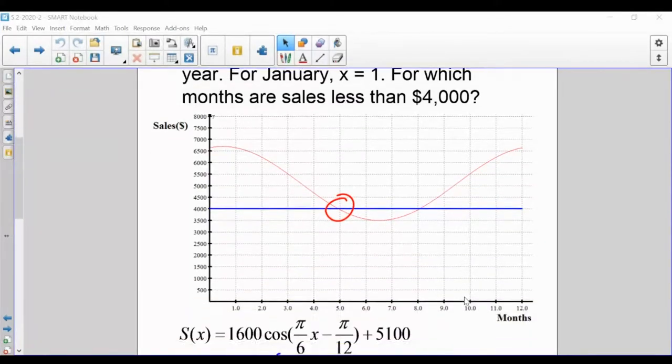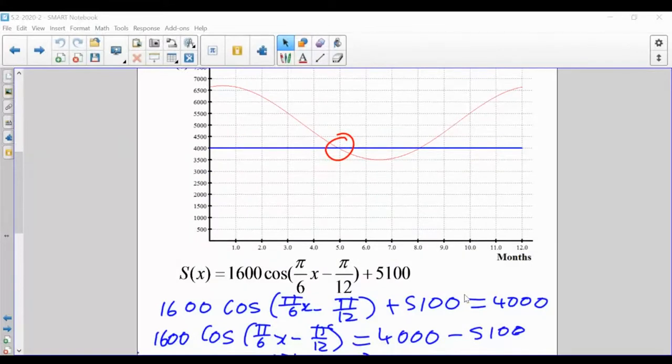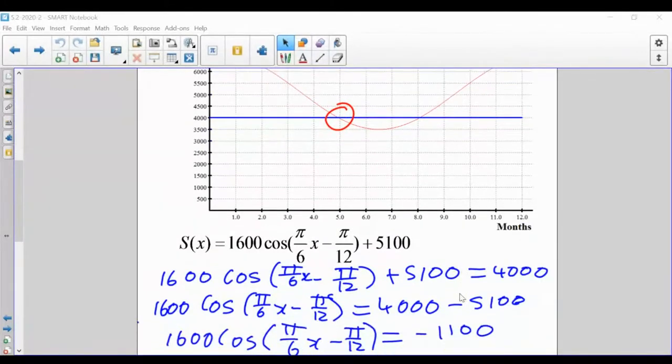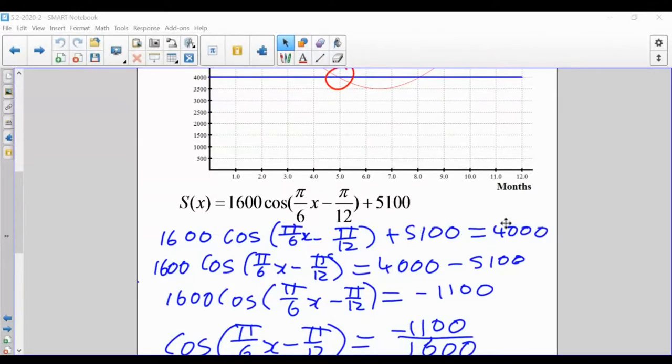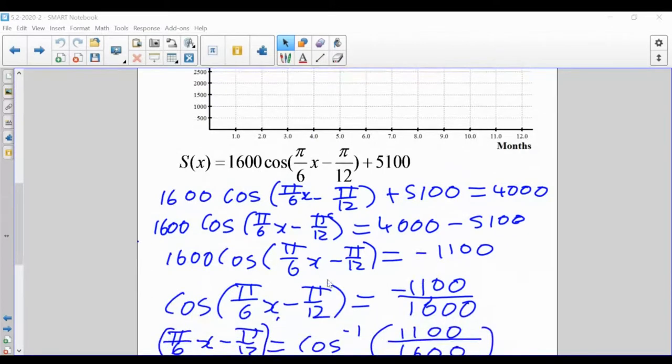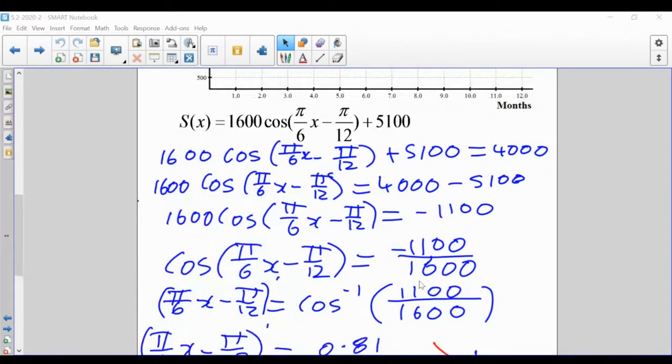And what we said is, why don't we figure out where the equation is equal to 4,000? So we did that. We set the equation equal to 4,000. A quick recap of the stuff we did yesterday. We did all the stuff you'd have to do to solve for the x, which is to bring the 5100 over, divide by 1600, and then take the cosine to the minus 1 of this.